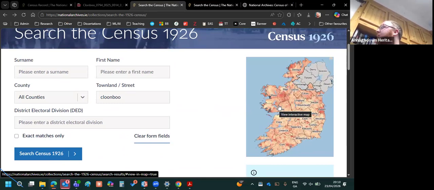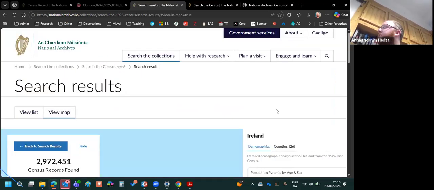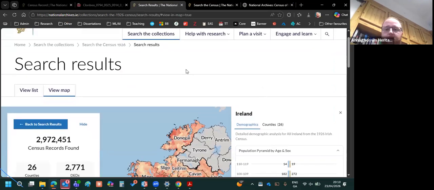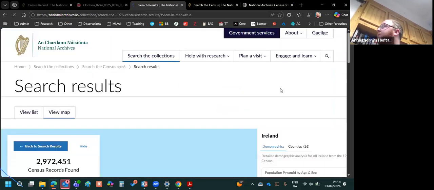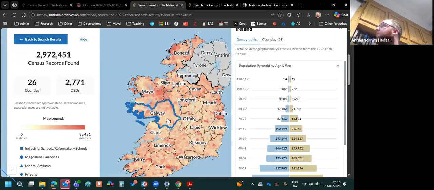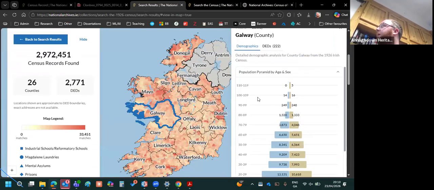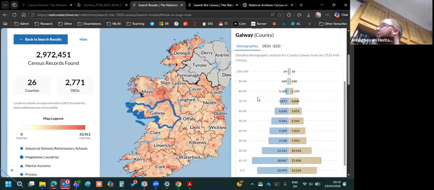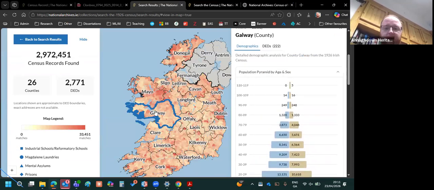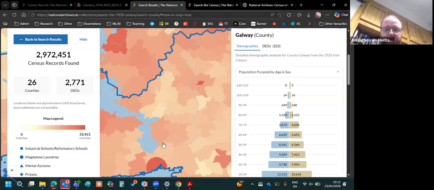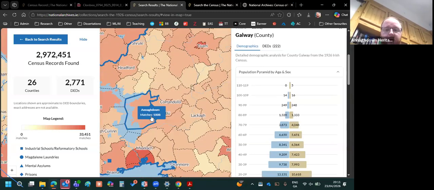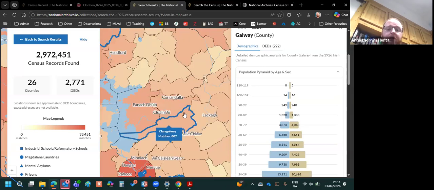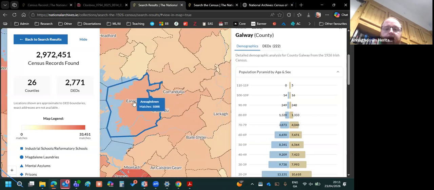So if you're not sure, you can go in and look for your DED. On this map, sorry, I should have said that, there's a map here on the right-hand side, which if you click on it, becomes interactive. If you zoom in, we can zoom into Galway. We get the population statistics for Galway. If you're interested in that, it's great, but we're more interested in genealogy. So if we zoom in, we will get all of the district electoral divisions. If you don't know which district electoral division you're in, just find your location on this map and it will give you the DED.